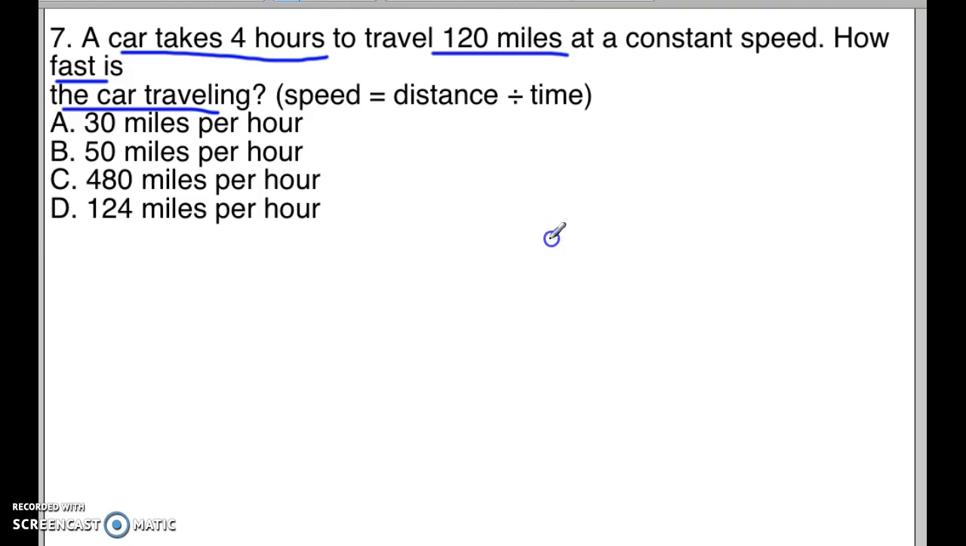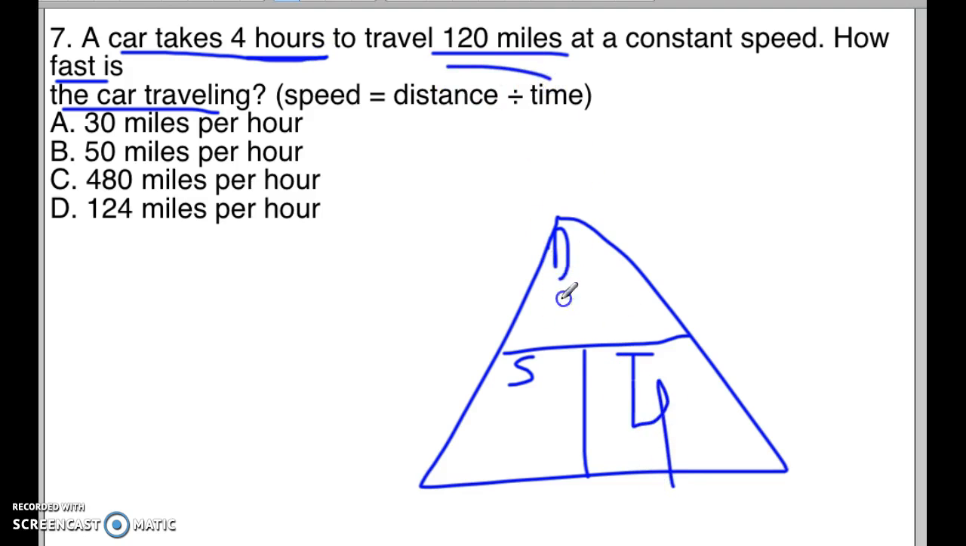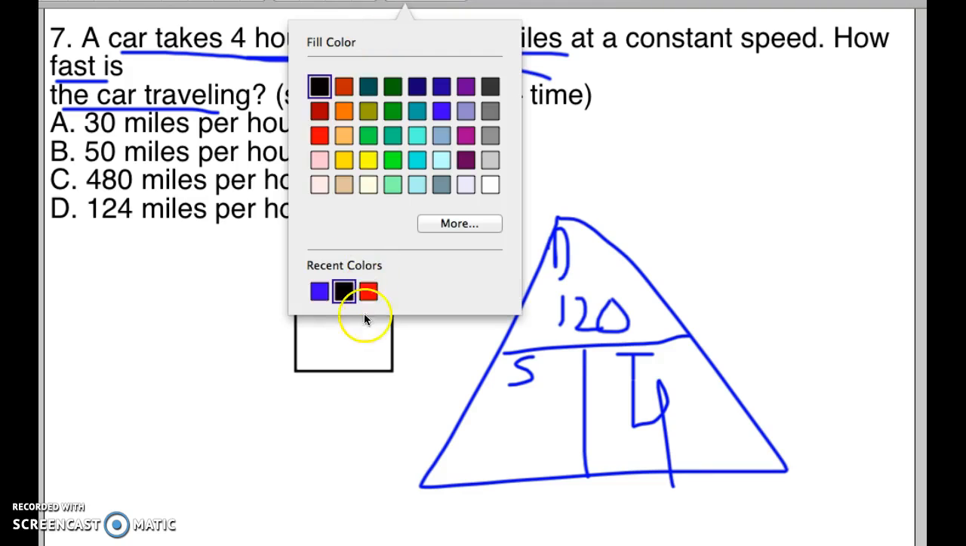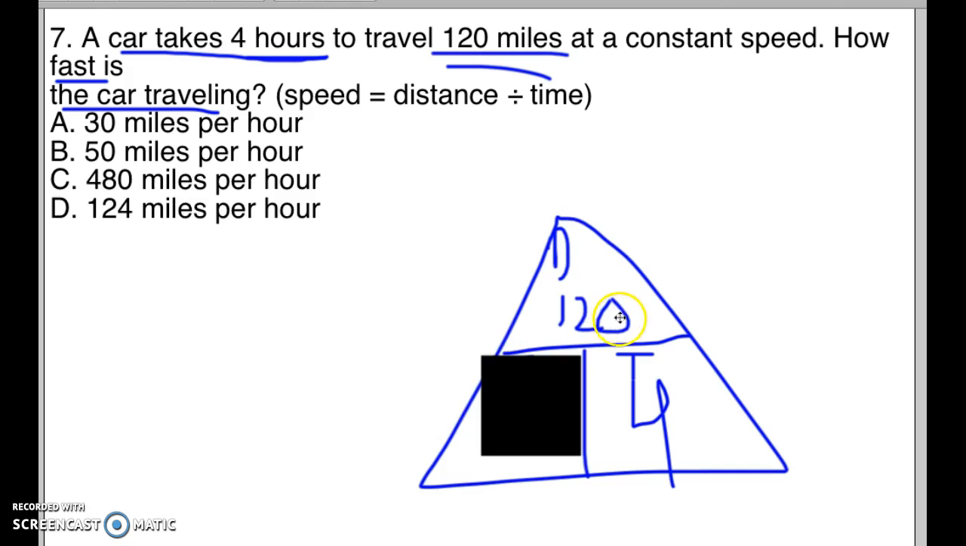If I draw my DST triangle, whoops, leaning tower of DST there, sorry about that. DST triangle, I know 4 hours is a time, 120 miles is going to be our distance. I know that if I cover up what I don't know, and again, that helps a lot of us, cover up what we don't know, I have 120 over 4.